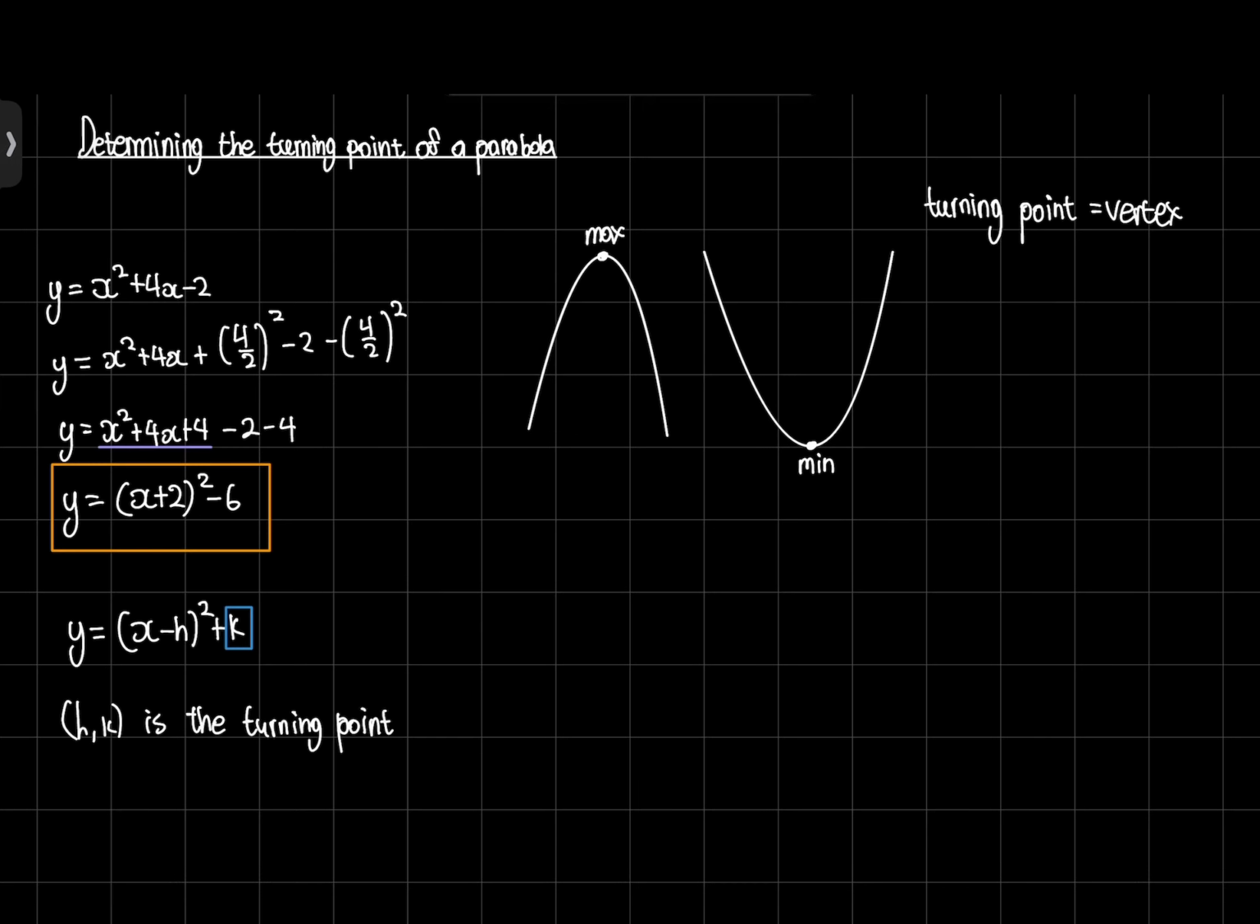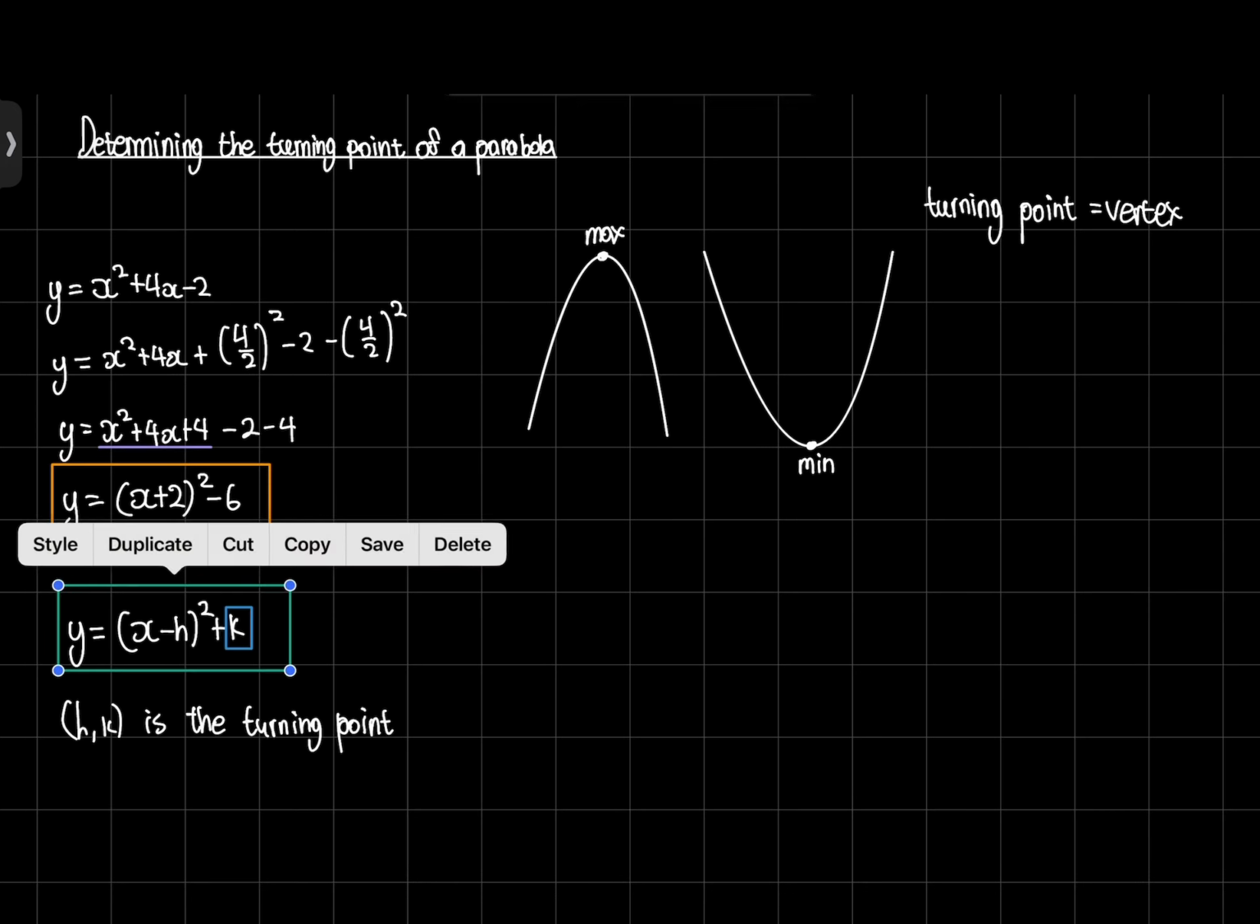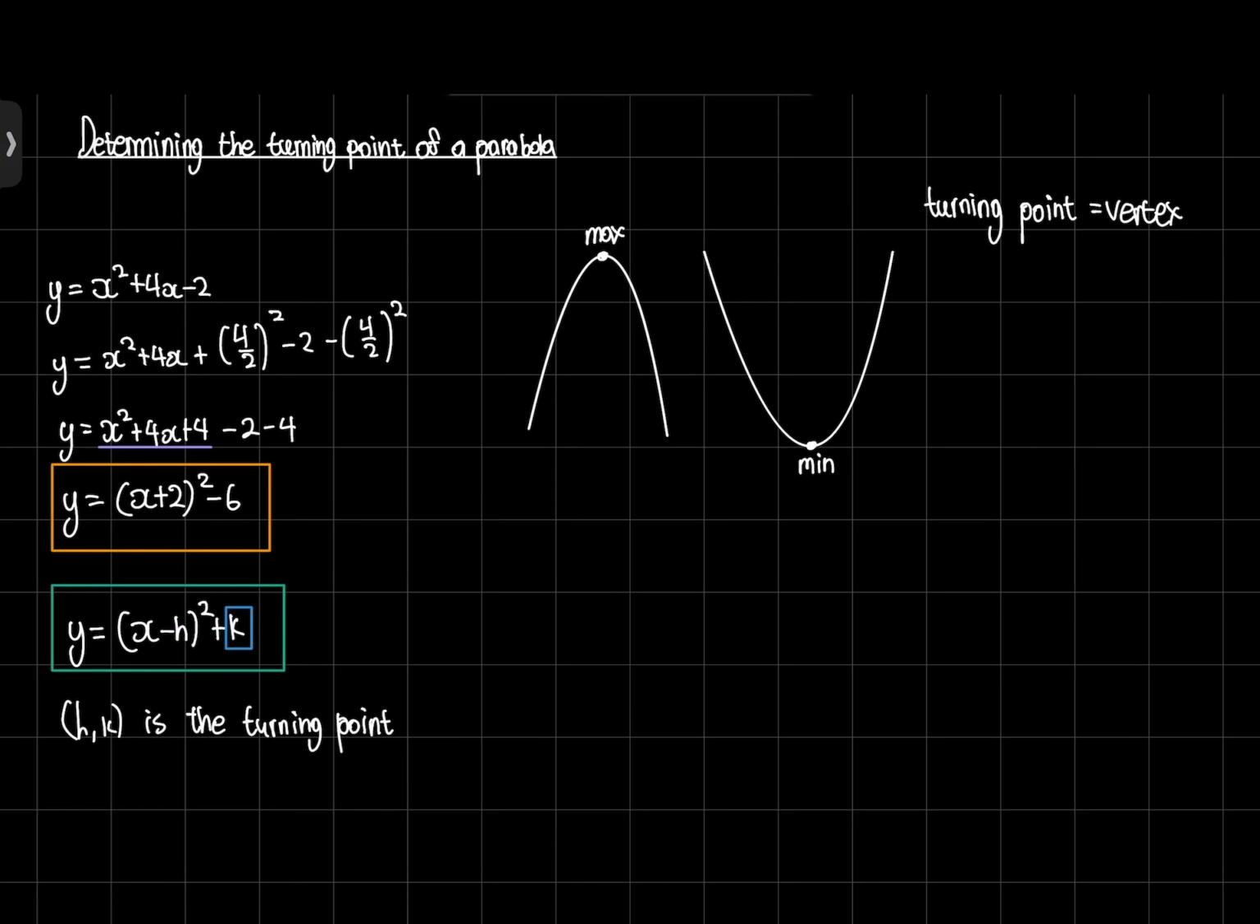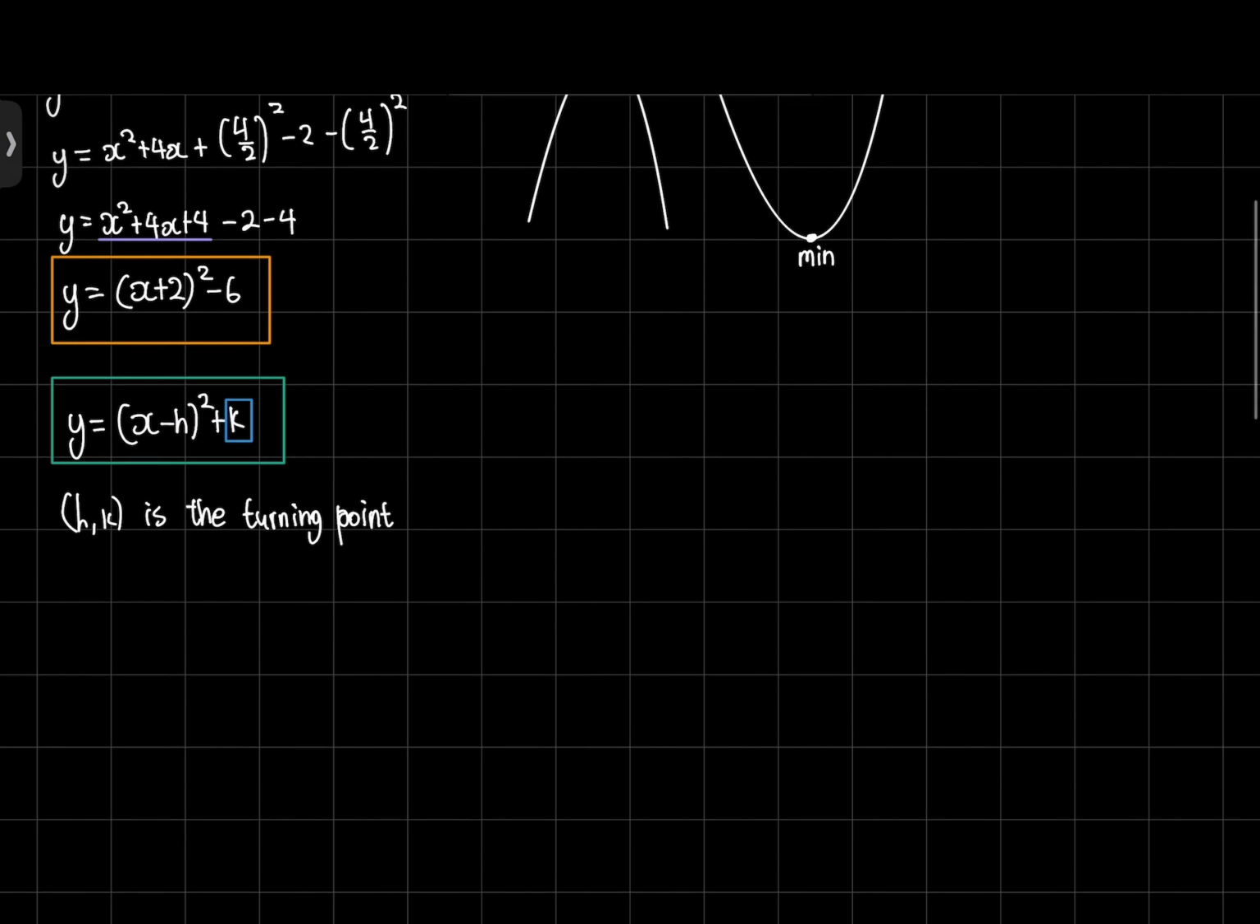So if we compare this equation, if we compare the stuff in green to the stuff in orange, can you see some similarities? Well, you can draw the conclusion that k equals negative 6, and then negative h is equal to 2. Let's see here. Negative h equals 2, right? And then, of course, x equals x, and the rest is the same.